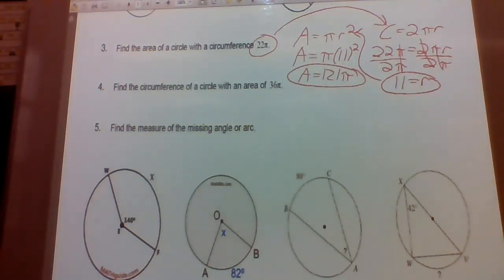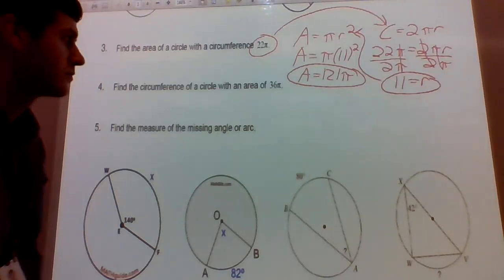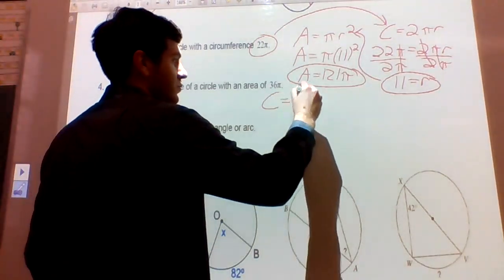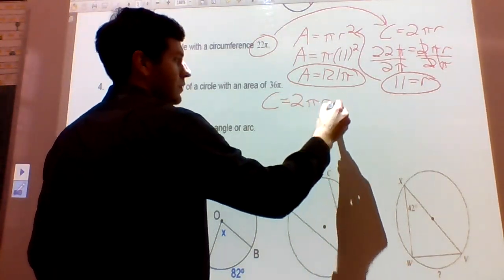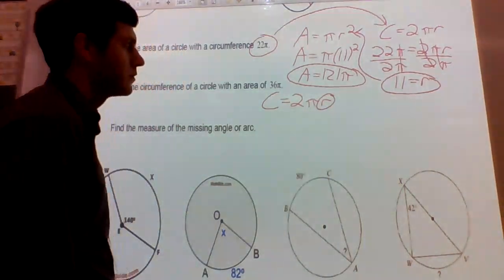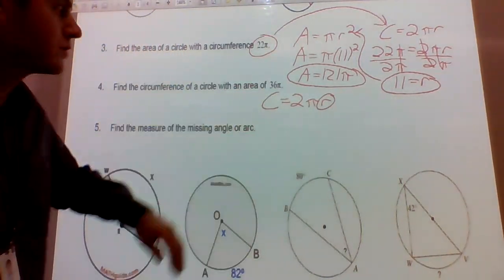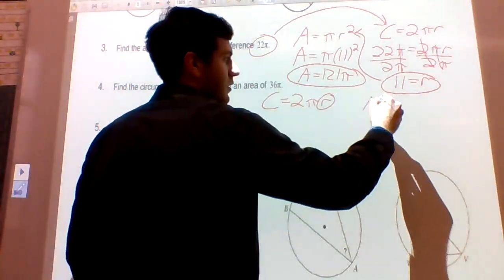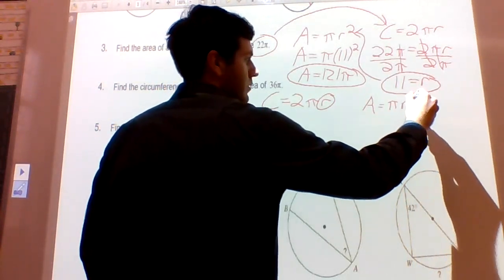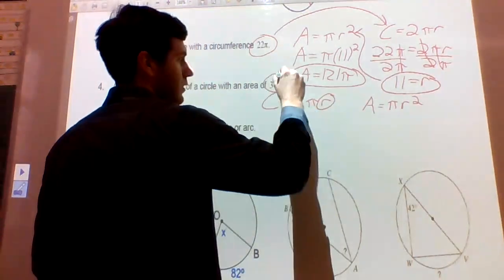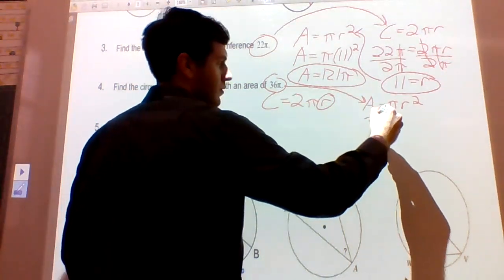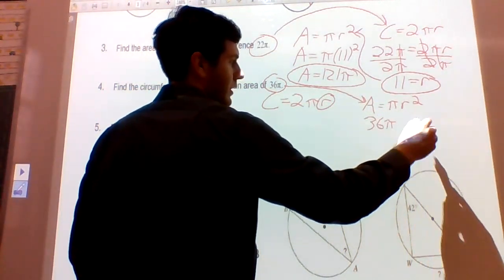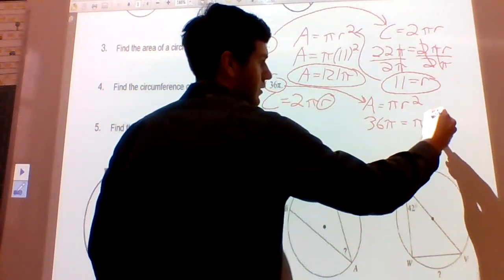Number 4 is just the opposite. We want to find the circumference. So we want to find C equals 2 pi r. In order to find the circumference, we need a radius. So we have to use the area to find the radius. So area is pi r squared. The area is 36 pi. So 36 pi equals pi r squared.